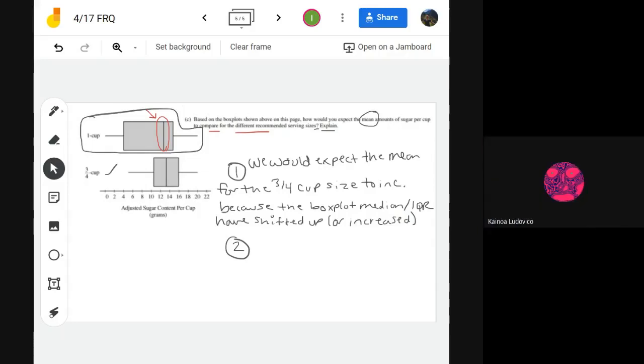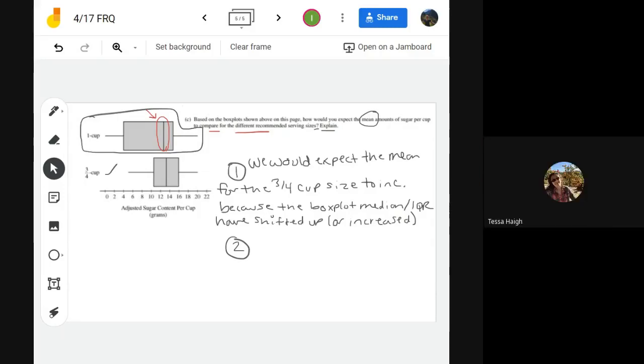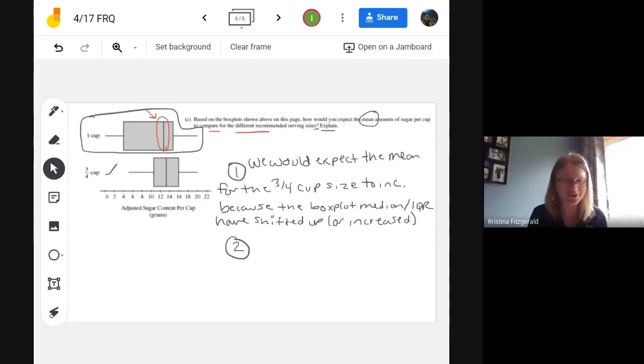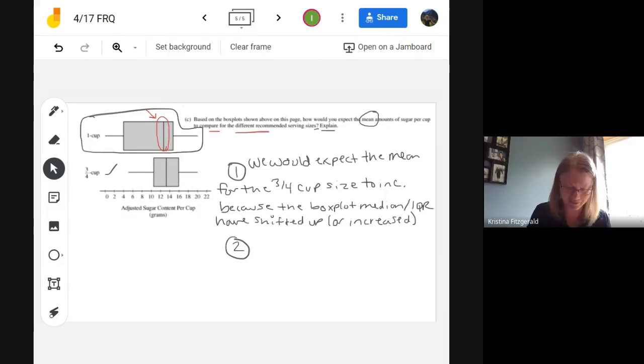For 1 cup, you said? Yeah, for the 1 cup. So Tessa's left skewed, right? Well, we got to pick one of those. Go with your gut. Oh, I meant to say it's left skewed, right? Oh, correct. Yes, correct. I didn't even realize that until I sent it.